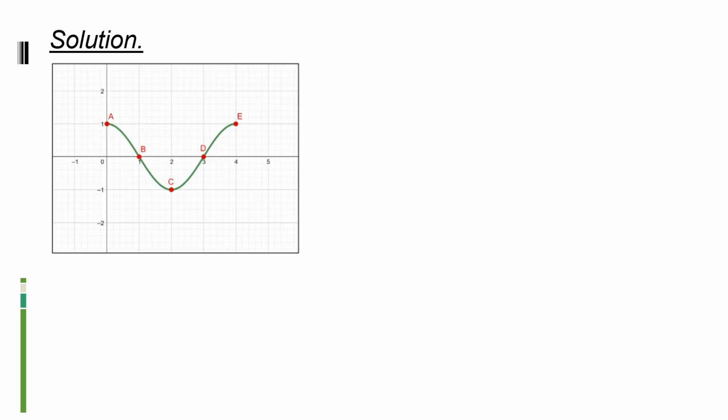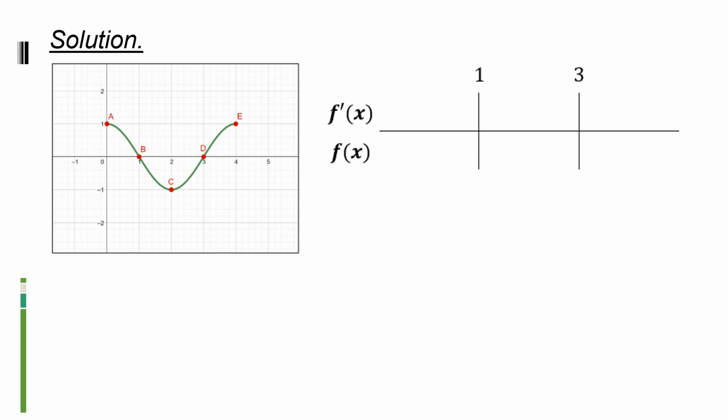So for our solution, first, let's check our first derivative. We have critical points 1 and 3. Remember that for a critical point, f prime of x, or the derivative, is equal to 0 for you to say that it is a critical point. So we have 1 and 3. Now let's observe, what is the sign of our first derivative from 0 to 1? From 0 to 1 only because our domain is from 0 to 4. Check that it is above, so its values are positive.